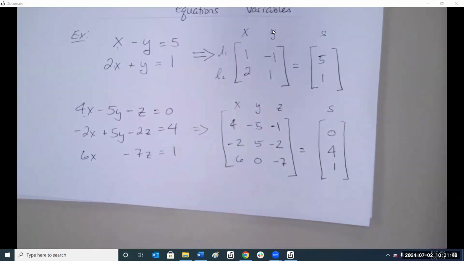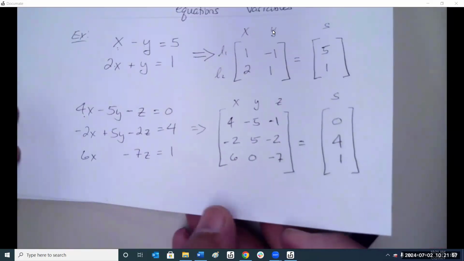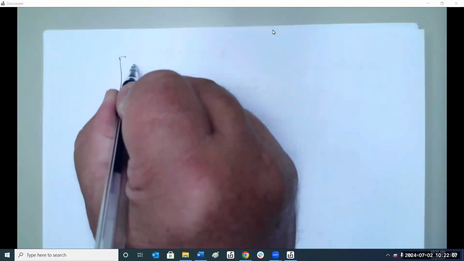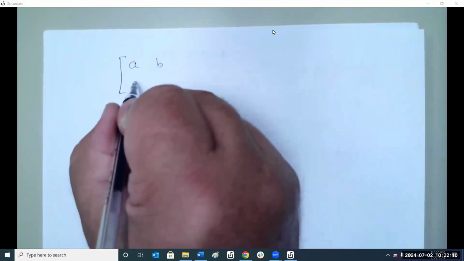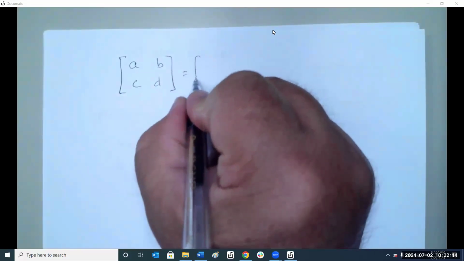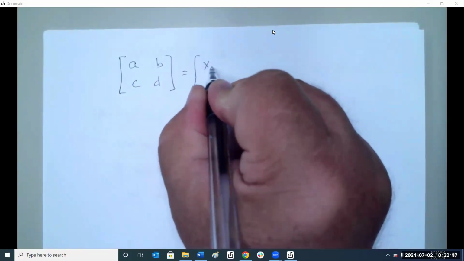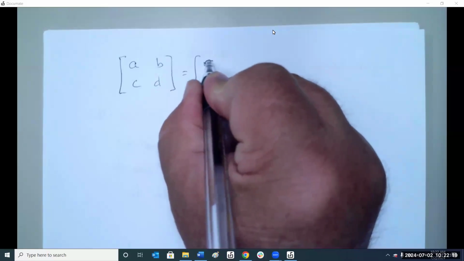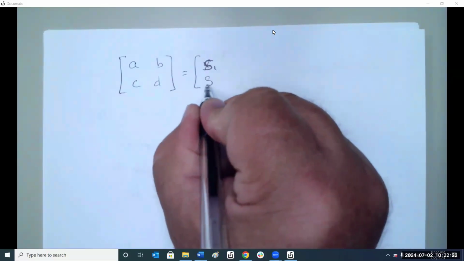Now, how do we use matrices to solve a system of equations? Well, we have to use something called the determinant. So let's pretend this is our matrix, and this is our solution. Let's call it S1, S2.